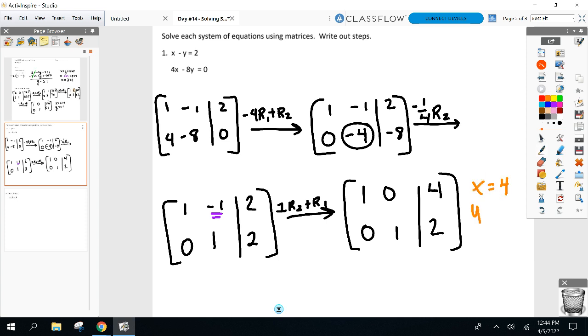x equals 4, y equals 2. And I'm just thinking about what you asked before, Molly. You don't need to go back and solve it. Just take these and plug them back in. Make sure they work in both. Don't even worry about solving it the old school way.